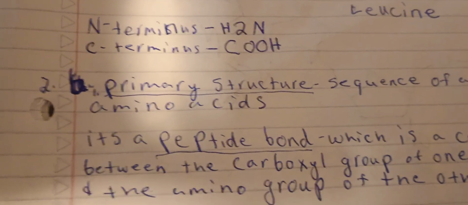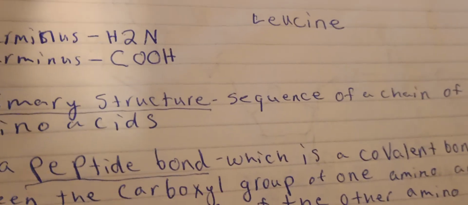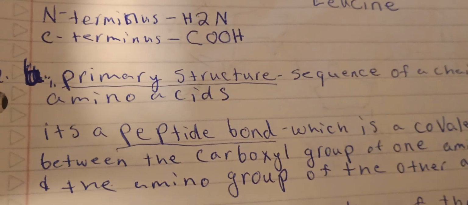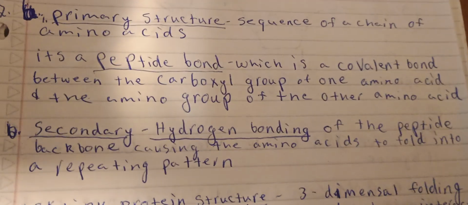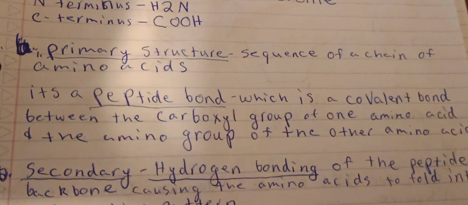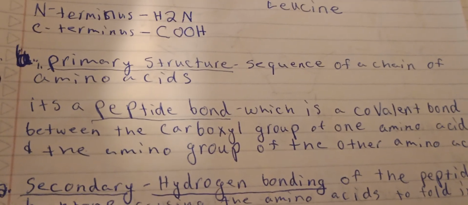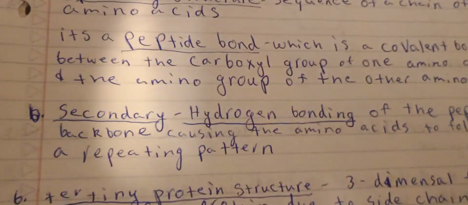For 1B, the primary structure is the sequence of a chain of amino acids. The force is a peptide bond, which is a covalent bond between the carbonyl group of one amino acid and the amino group of the other amino acid.